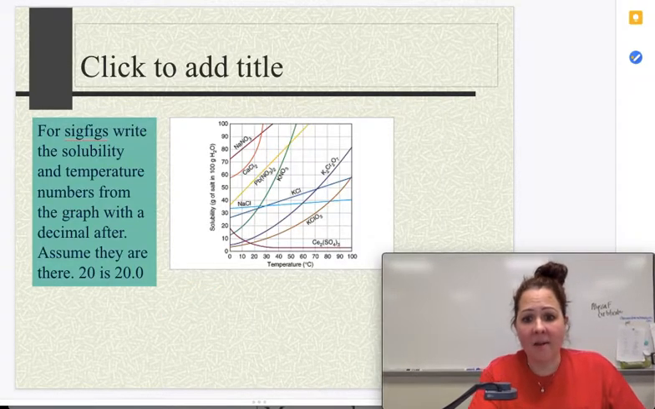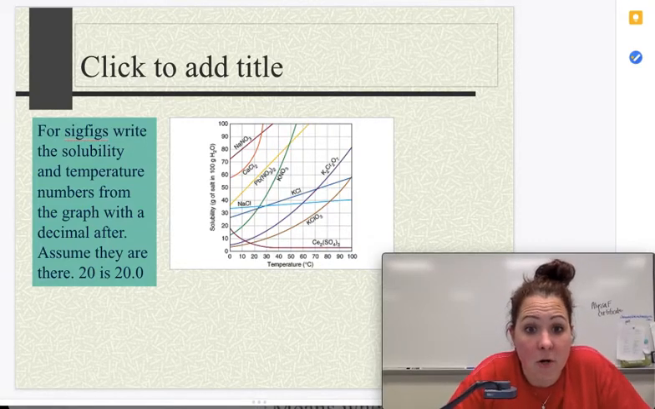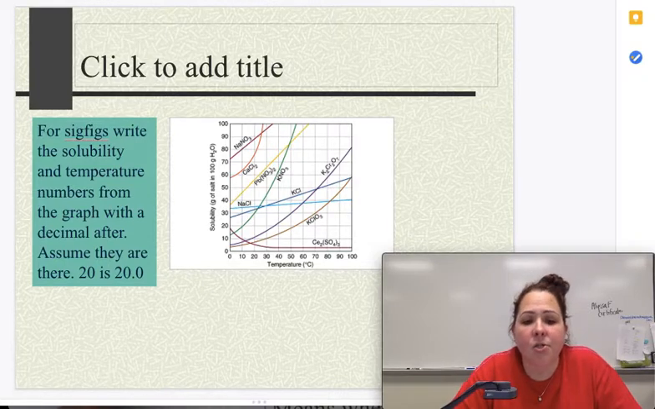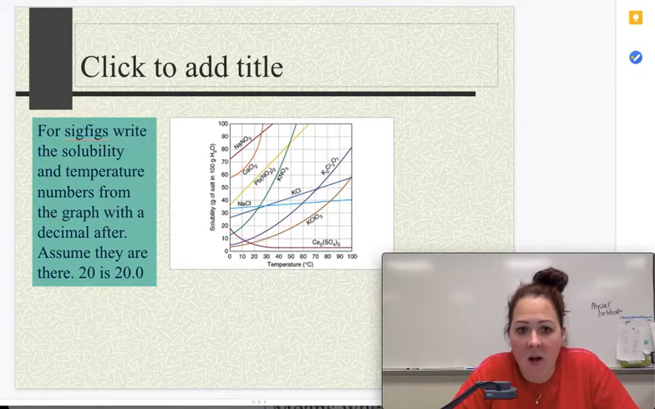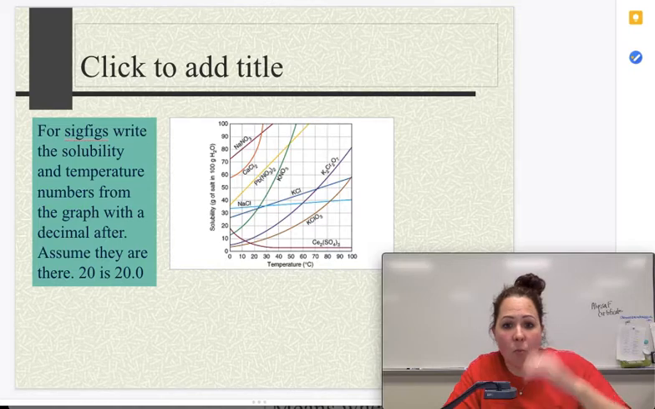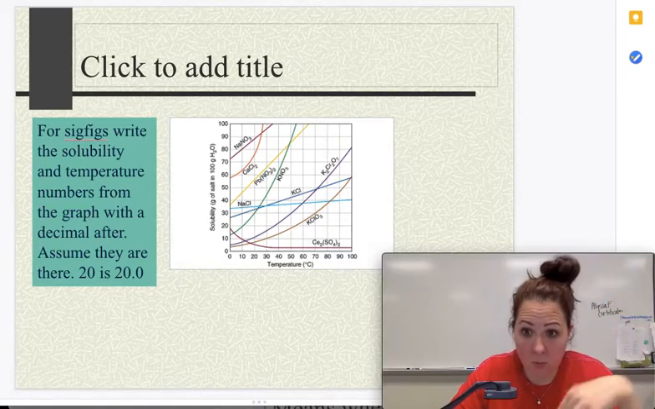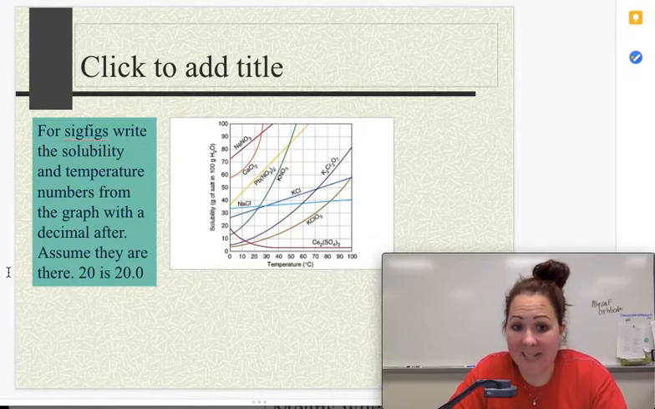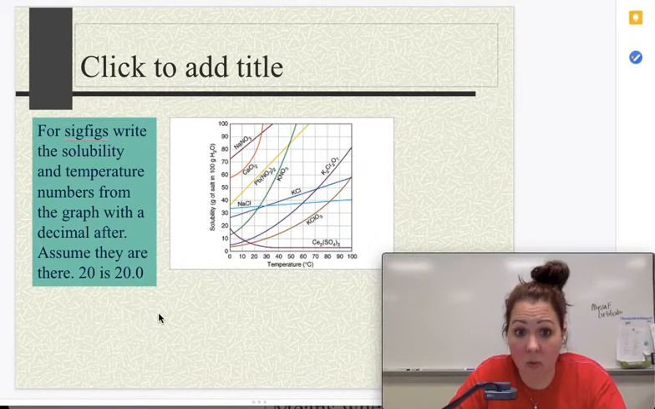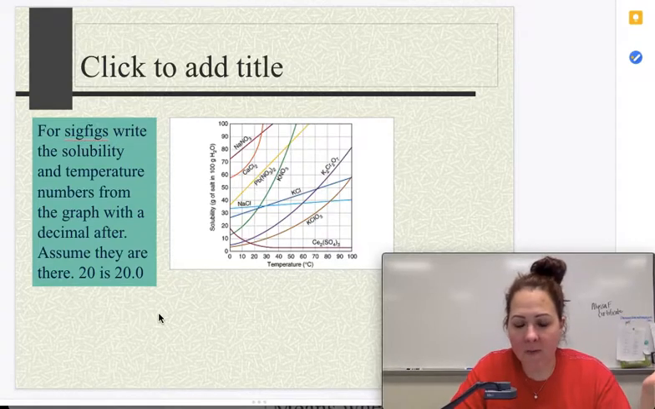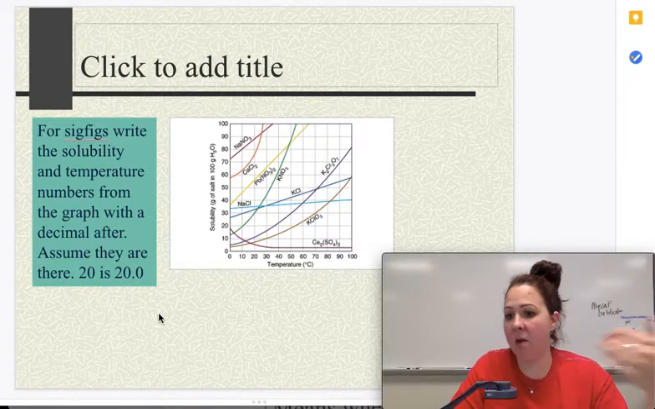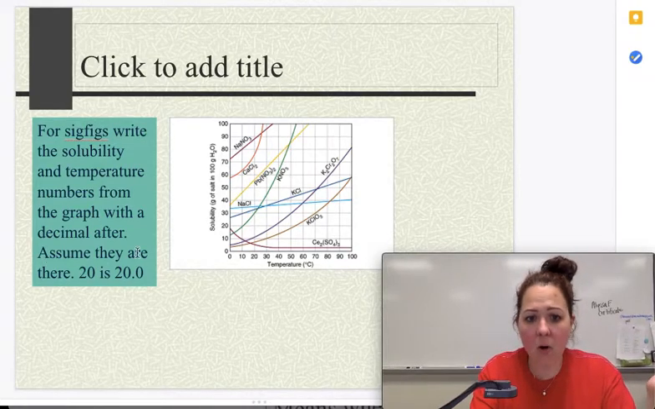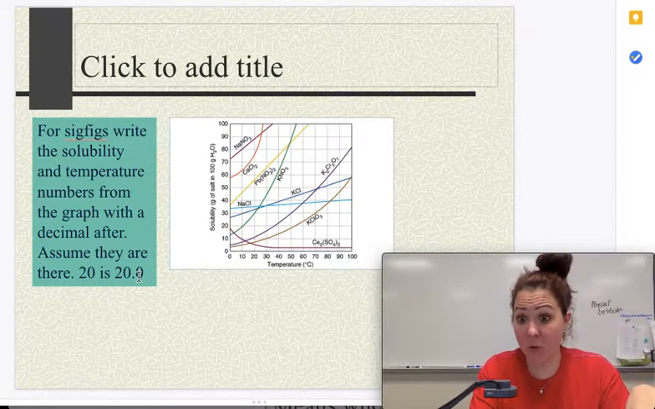So when you're looking at these different solubility charts, we are going to pull as many sig figs off of them as we can. In order to do that, the 100 grams of water would be 100.0. So these would be 0.0. If you think it's exactly 20, it's 20.0. Again, it's not perfect, but we want as many sig figs as we can when we do the math. So that's why I have you write it with a decimal place after it.